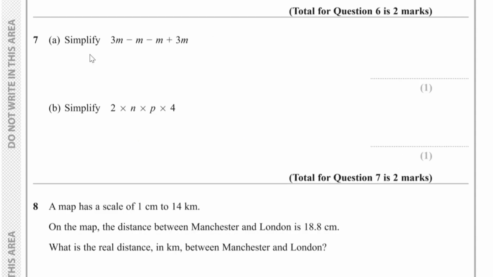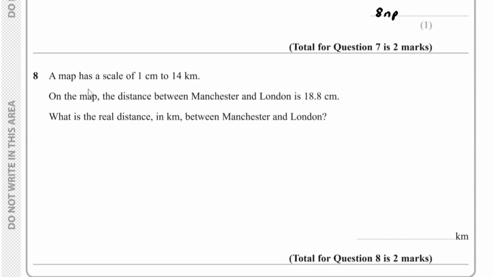Question number 7, we have to simplify 3m minus m minus m plus 3m. Well, what we have here is 3m subtract m, that's 2m, subtract another m, that's 1m, plus the 3m, we get 4m. For part B, we have to simplify 2 times n times p times 4. 2 times 4 is 8, and then we are multiplying this by n, and then multiplying by p.